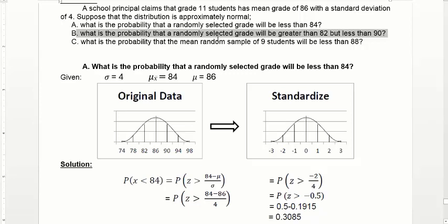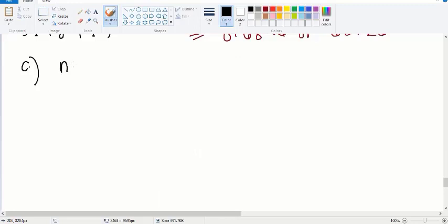Okay? So, last but not the least, letter C. What is the probability that the mean of a random sample, okay, sample tayo ha, of 9 students will be less than 88? So, it is very specific na out of all the grade 11 students, 9 ang kukunan mo ng grades. And how much probability is that na less than 88 yung grades nung 9 students na ito? Okay? So, let's go back here. So, meron na tayong n is equals to 9. And then, isa pa nating given is X is less than 88 dapat.